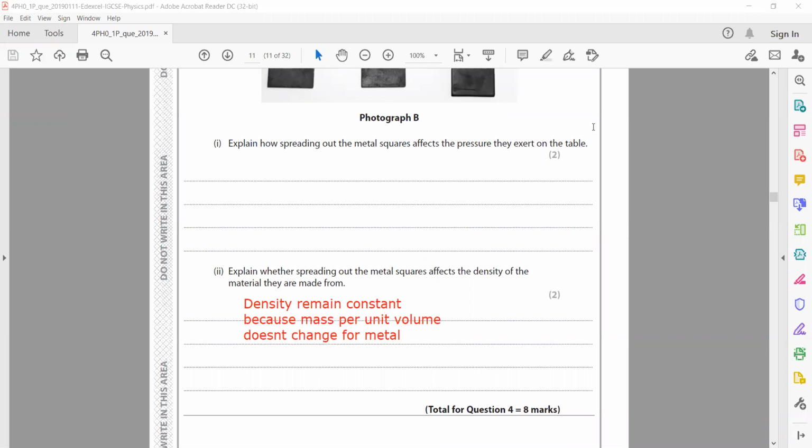So this was questions 3 and 4 from January 2019, Paper 1P.